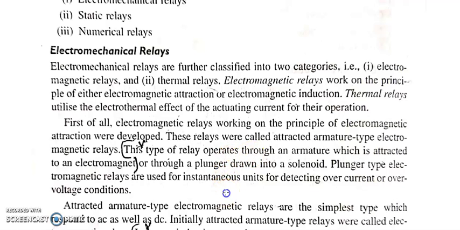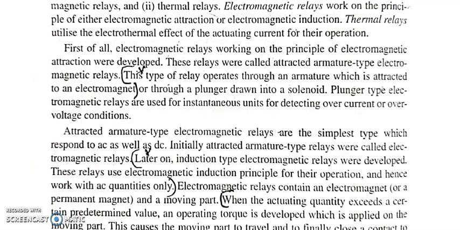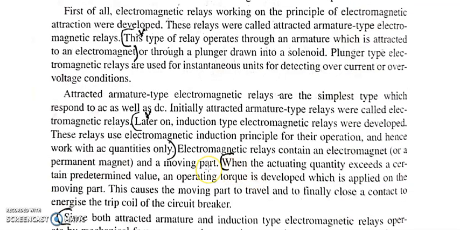The second one is electromagnetic induction. As the name itself indicates, it works on the principle of electromagnetic induction, Faraday's induction. Here we have one electromagnet and one moving part. Depending upon this, the relay works. The moving part may be a disc, an aluminum disc, which starts to rotate whenever the actual quantity exceeds the reference quantity. Such types of relays are called electromagnetic induction relays.